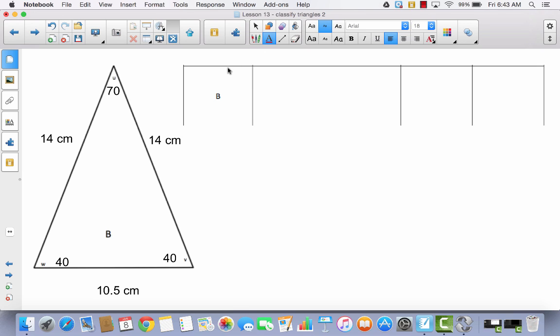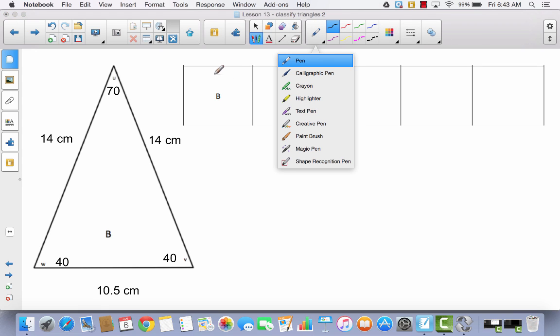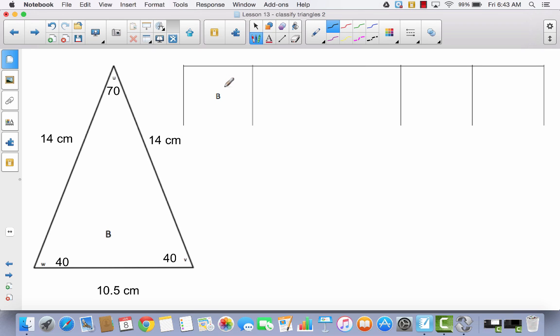Okay, so let's go ahead and sketch our triangle. And I'm going to make it look just like this one, so I'm going to make it tall. So it's going to look different than triangle A.